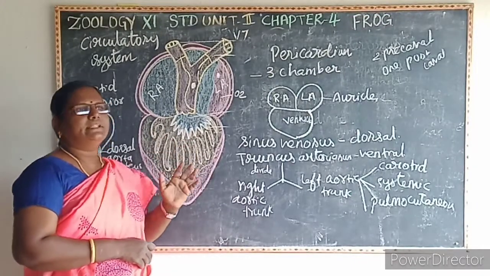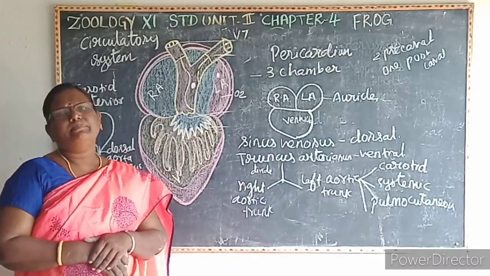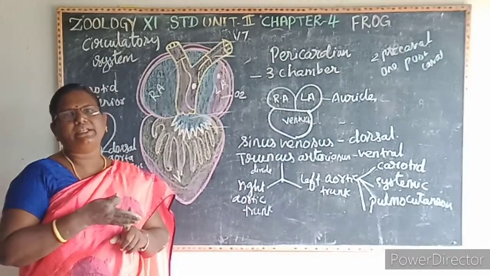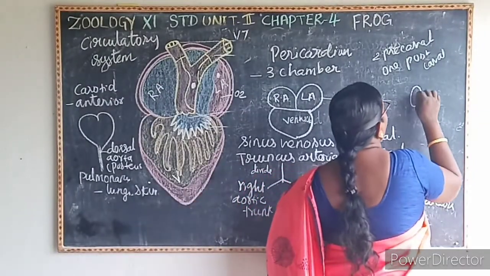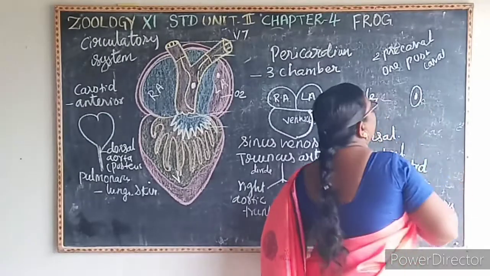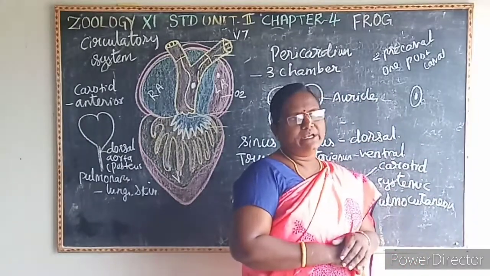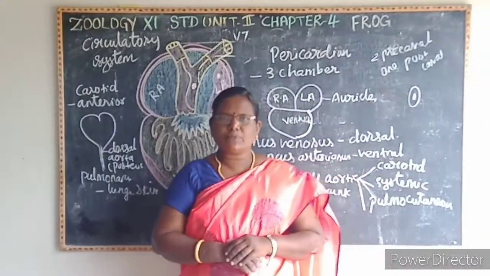And here the blood consists of the plasma as well as the blood cells. Then here the blood cells are RBC, WBC and platelets. The RBC of the frog is nucleated and oval in shape. The WBC is also nucleated. Then what is the main function of the RBC? It has a respiratory pigment.